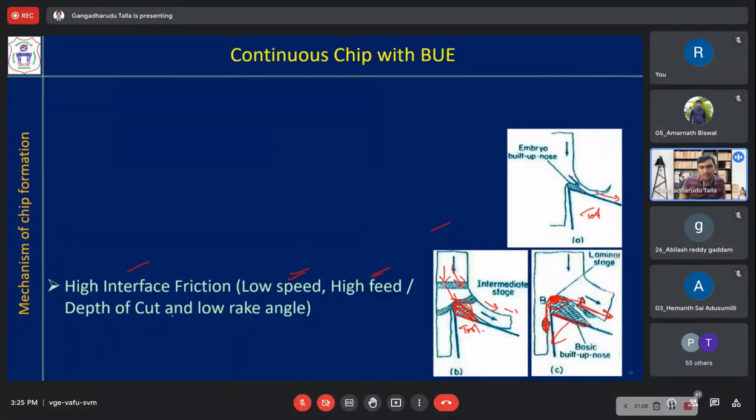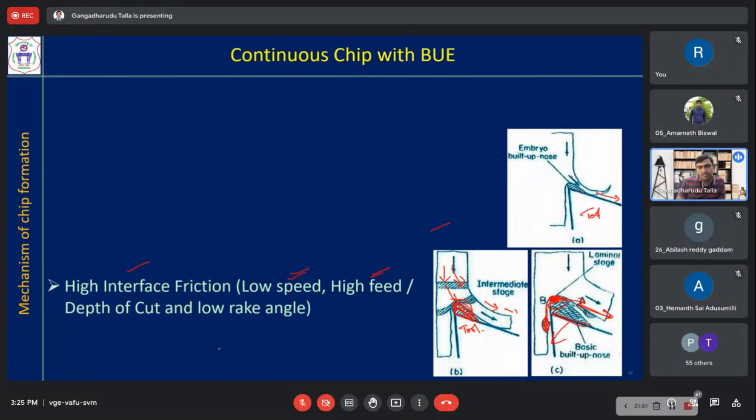Now high feed or depth of cut. At high feed you are trying to cut more material in a single turning. For a single circular turn, you are trying to cut more width from the shaft if the feed is high. If the depth of cut is high, you are trying to penetrate too deep into the workpiece. So in those cases also friction will be high. The chip will not freely move on the rake surface, so high temperature will generate. That will make the material plastically deform and stick to the rake surface.